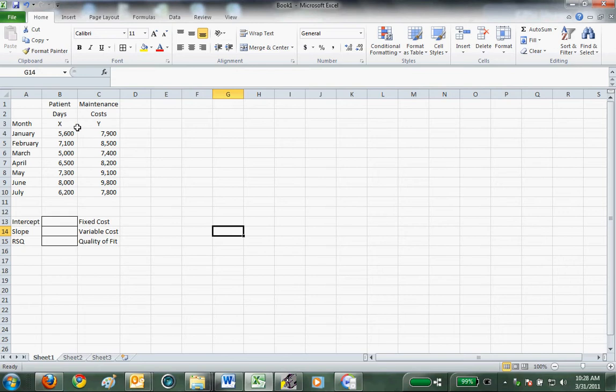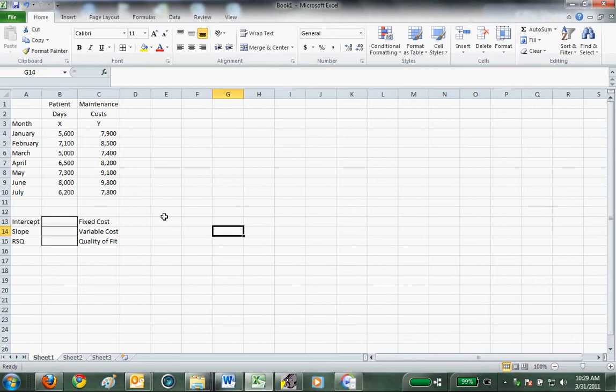set up with X and Y axis information here, patient days and maintenance cost. And I'm actually going to show you two ways of doing it. One, the way I showed you in class with the scatter graph, and putting on the intercept and slope information on there, and the RSQ. And then also a second method, which is just to do a function to get the same information. So two ways of doing it.